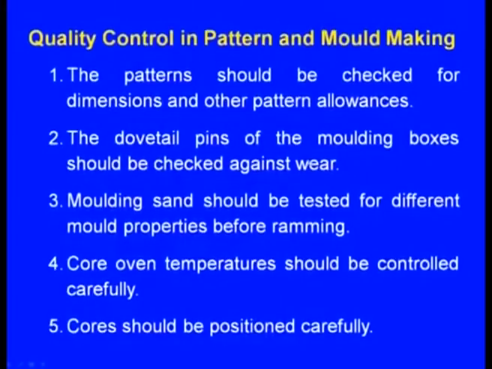Next one, the dovetail pins of the molding boxes should be checked against wear. Now, generally we use two molding boxes, the cope, the upper one, and the drag, the lower one. So, these two must be aligned properly. These two boxes will have brackets at the middle. Now, through the brackets we insert a dovetail pin, and the dovetail pin must go exactly through the two brackets of the two boxes, and when we insert the dovetail pin, there must not be any gap between the bracket hole and the dovetail pin.